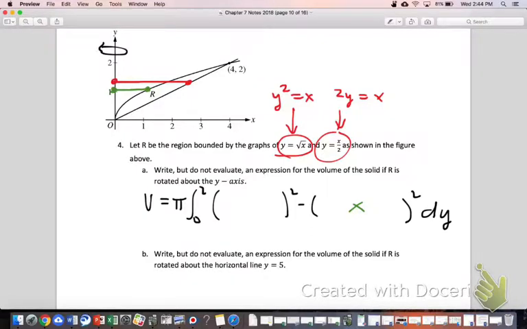The line's the bigger radius, yeah. So in that place, I would put 2y. And then in place of the little green x, that's where the part of the parabola goes. So it'd be y squared.